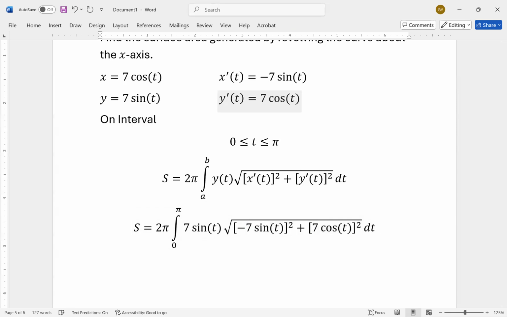So you can do all of this by hand if you'd like. You can also, if you'd like, plug it into your calculator. And if you plug it into your calculator, what you're going to end up with is some decimal version that's about 615.75. If you divide that by pi, you actually get 196 times pi.